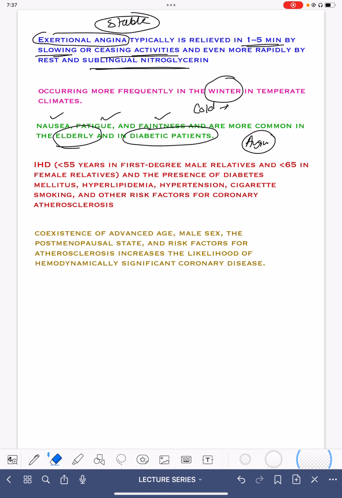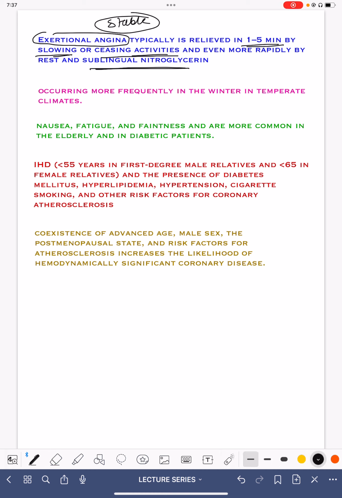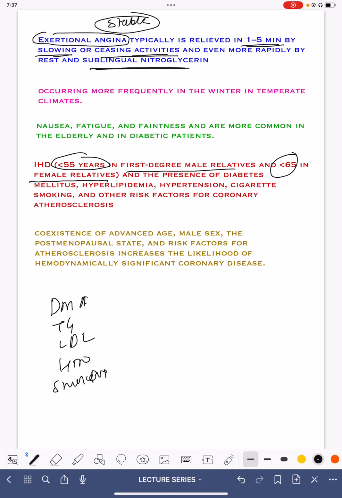Those patients whose first degree relatives are male patients less than 55 years of age, or female relatives less than 65 years of age, and the presence of diabetes, dyslipidemia, hypertension, smoking. These are very bad risk factors for this angina, and these patients do have very repeated attacks of angina and they may worsen if they are not properly treated.